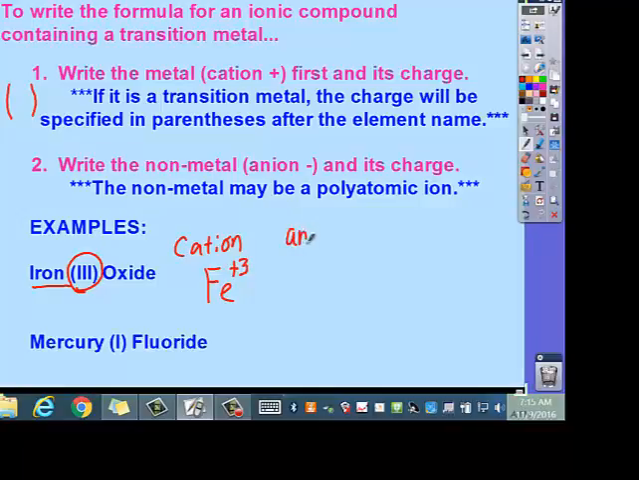Oxide, that's going to be my anion, and that's oxygen. Oxygen is number 8 on the periodic table. You should know that that's a -2 charge. Now that I have my charges, I have my cation and anion, I'm going to cross my charges. So now I'm going to have for my compound Fe2O3.